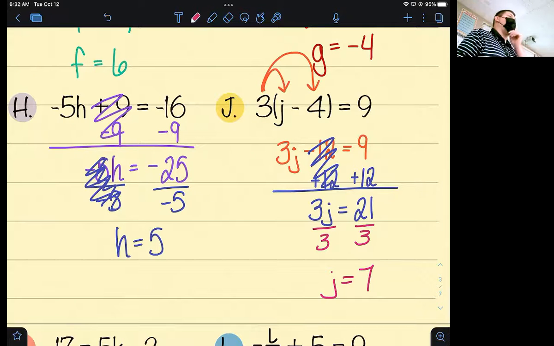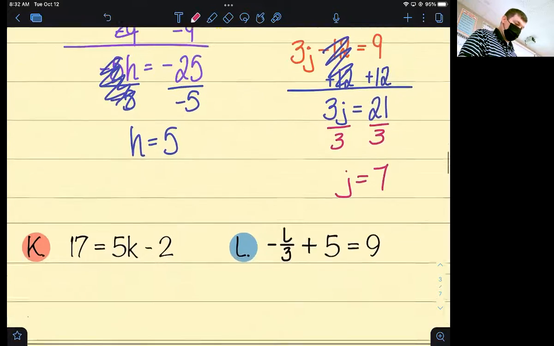If I told you your homework tonight was going to be multiplying 3 and 7 together, or sorry, 21 divided by 3, or doing 9 + 12, you'd say, oh, that's really easy. Well, that's what we're doing. That's what we do to solve these equations.